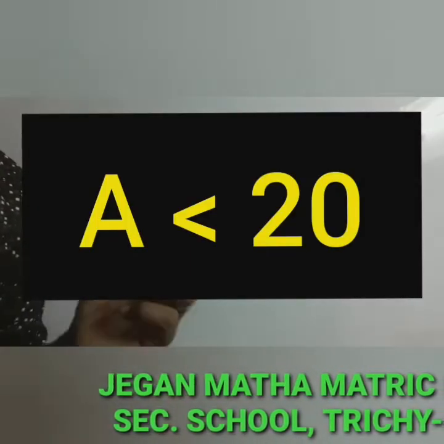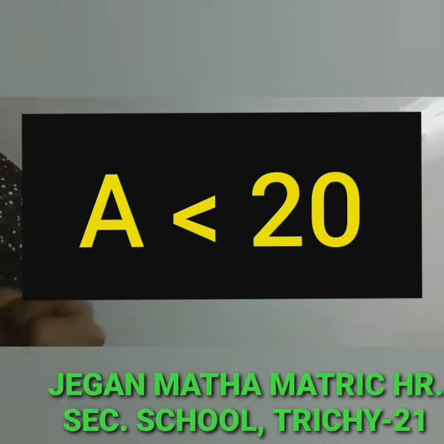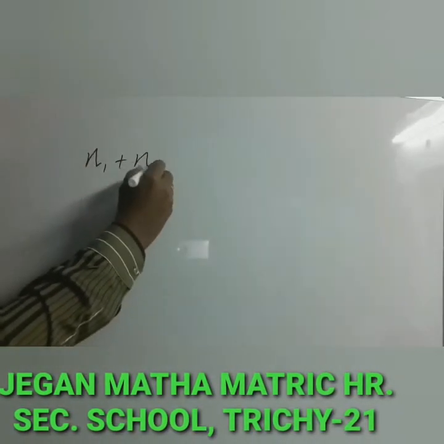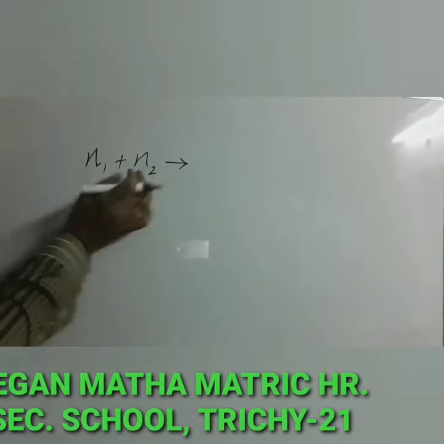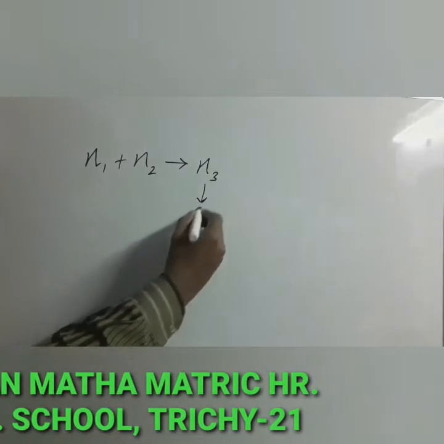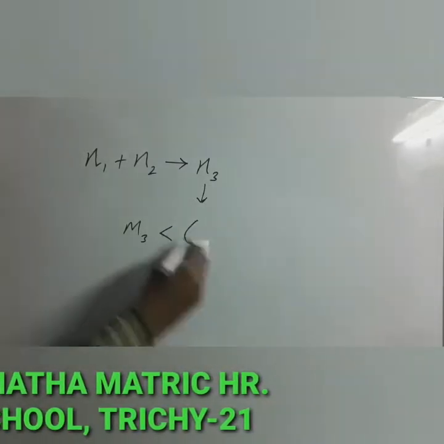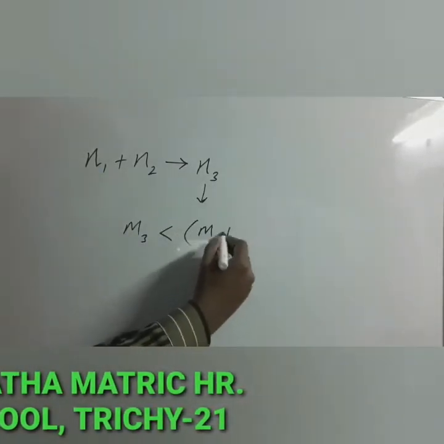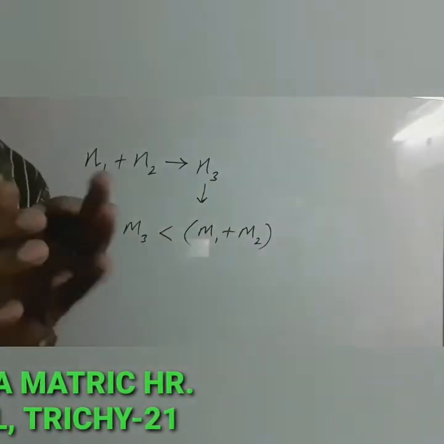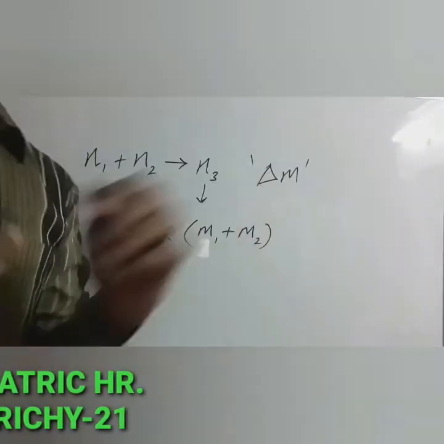The lighter nuclei which combine in the nuclear fusion process should have a mass number less than 20. Let us take two lighter nuclei. They combine and form a heavy nucleus. Here the mass of the heavy nucleus, M3, is always less than the sum of the masses of the two lighter nuclei. The difference in mass, given by del M, is converted into energy.